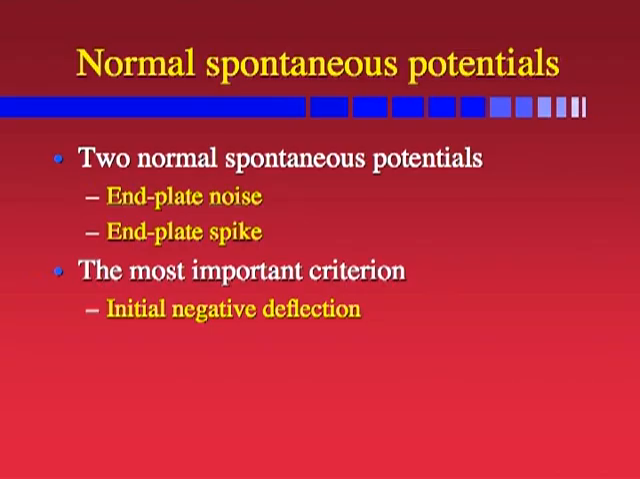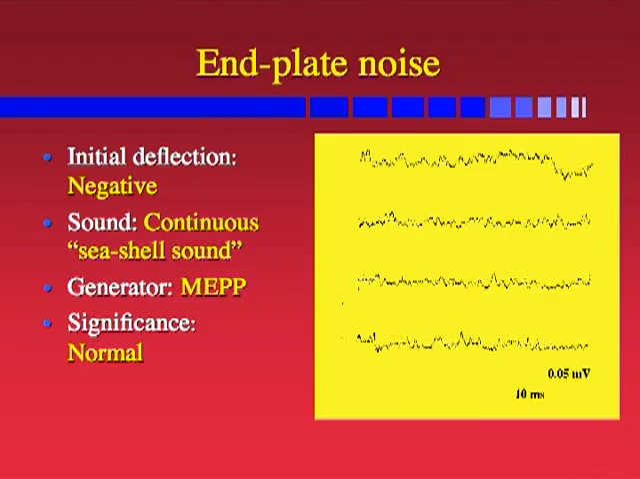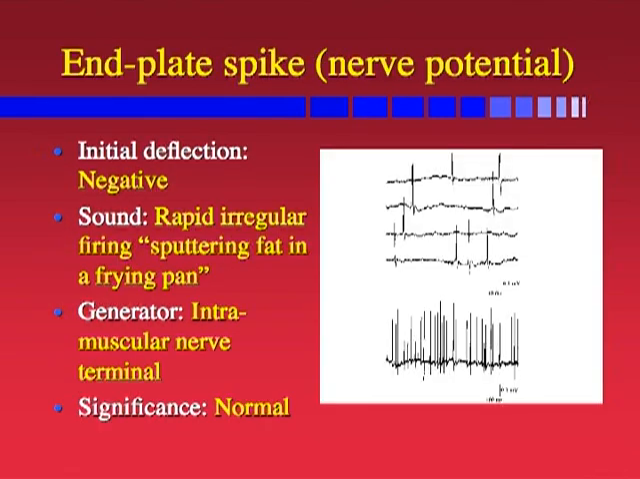The most important criterion for recognition of these normal spontaneous potentials is the initial negative deflection. Almost all pathological spontaneous potentials have an initial positive deflection. End-plate noise is generated by irregular, continuous, low-voltage, short-duration waves with seashell sounds, representing spontaneous miniature end-plate potentials. End-plate spikes, nerve potentials, are irregularly firing brief spikes with a sound like the sputtering of fat in a frying pan, originating from the nerve endings. Watch and listen to the end-plate potentials and end-plate spikes, or nerve potentials.